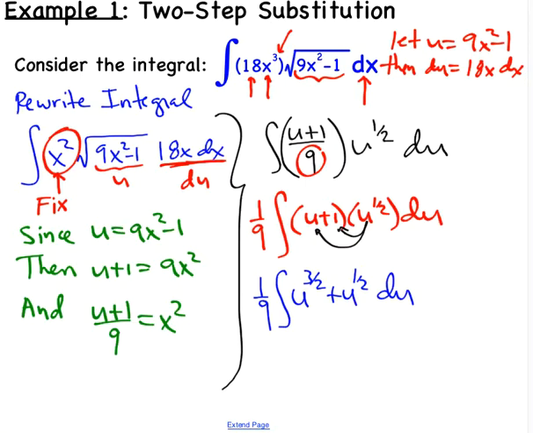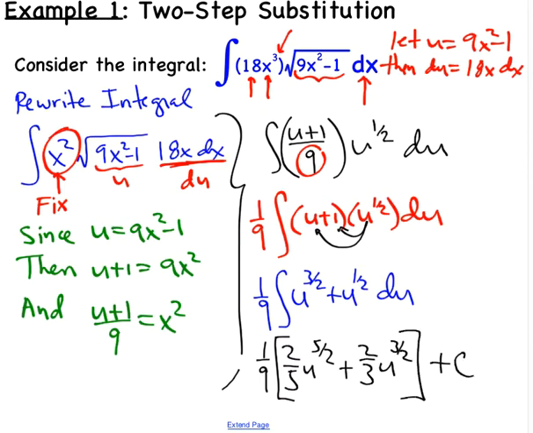When we add 1 to the exponent of u to the 3/2 power, we get u to the 5/2 power. And when we divide by that 5/2 power, we get 2/5 u to the 5/2. When we add 1 to the exponent of u to the 1/2 power, we get u to the 3/2 power. When we divide by 3/2, we get 2/3 u to the 3/2. And we have our antiderivative now.